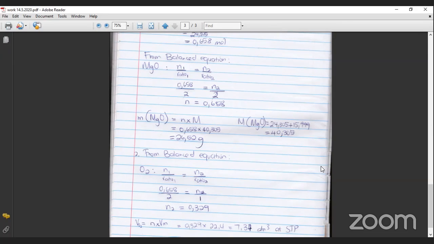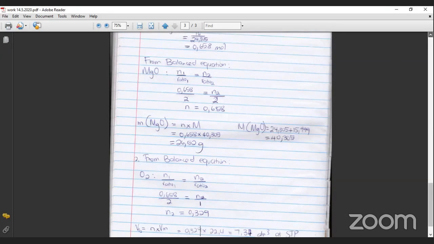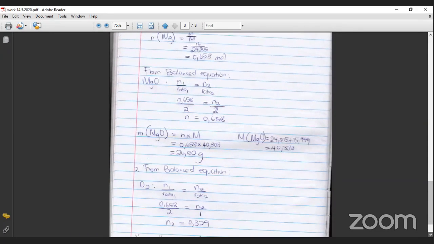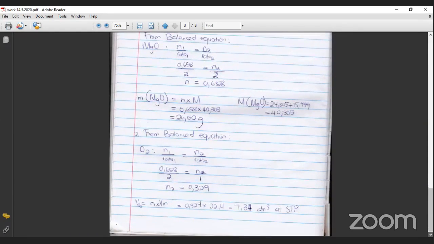I hope you guys are following. I hope it's easier to understand when I write it as N1 over ratios. These ratios are always the numbers in front of your elements or compounds. I hope that you guys are understanding this and you can do some of the activity problems, because our time is almost up.